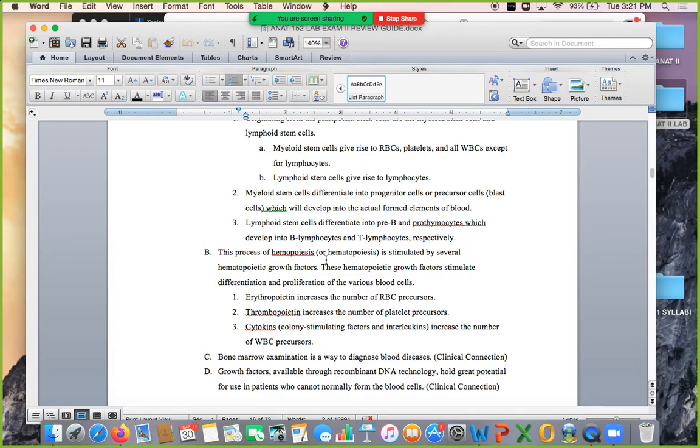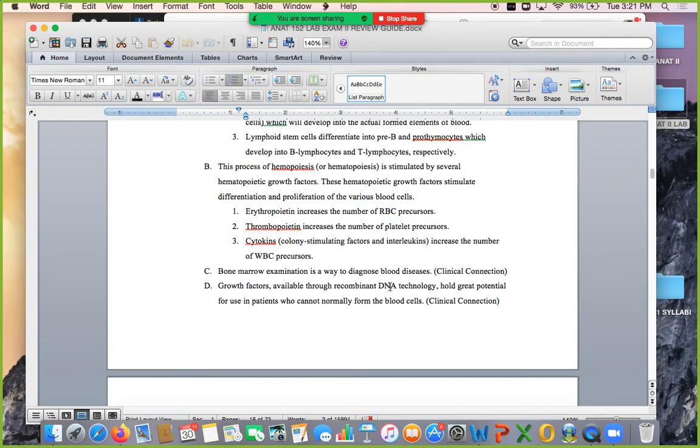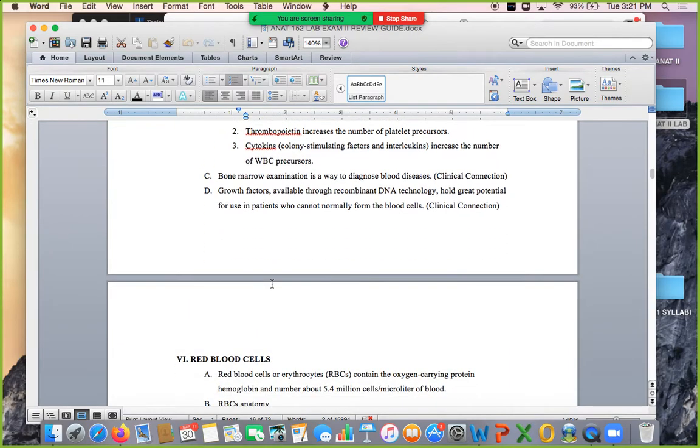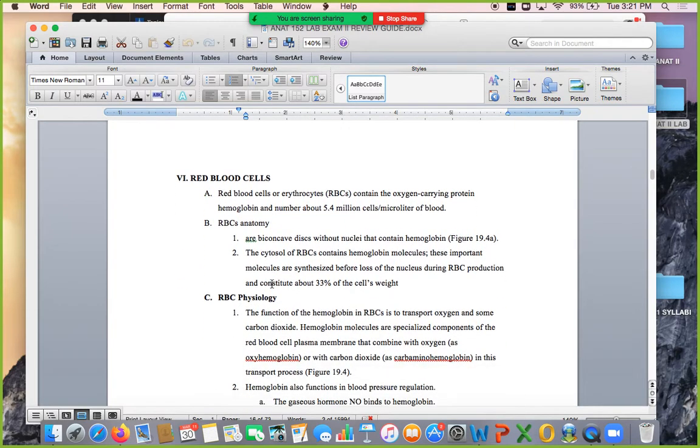And hemopoiesis, or hematopoiesis, is the creation of new blood. It's all stimulated by hematopoietic growth factors, and that's going to stimulate the differentiation and proliferation of blood cells. We have specialty factors including erythropoietin, thrombopoietin, and cytokines that are going to help increase, respectively, red blood cells, platelets, and white blood cells. And we use bone marrow for disease.